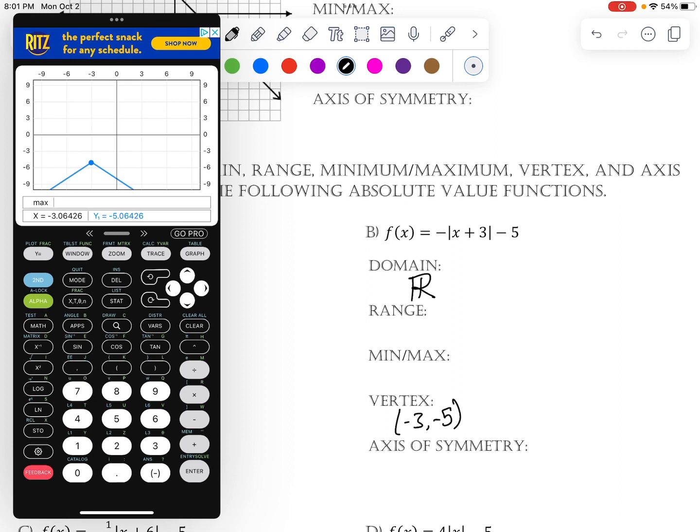But our range is everything below 5, because as we read bottom to top again, I see my graph everywhere below 5. So we will have y is less than or equal to -5 as our range. And then again, we have a max here at -5, and our axis of symmetry will have the same x value as our vertex of -3.